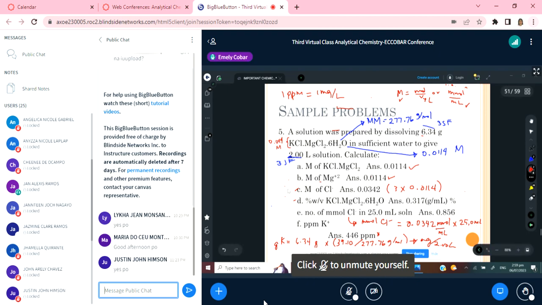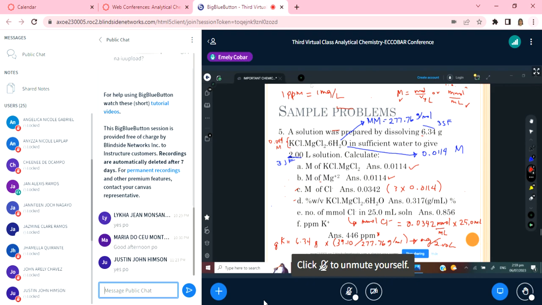Nakuha na. Okay. Next, letter E na ako. Number of millimoles of chloride in 25 ml of solution. Okay, paano natin kukuhanin ang moles or millimoles?